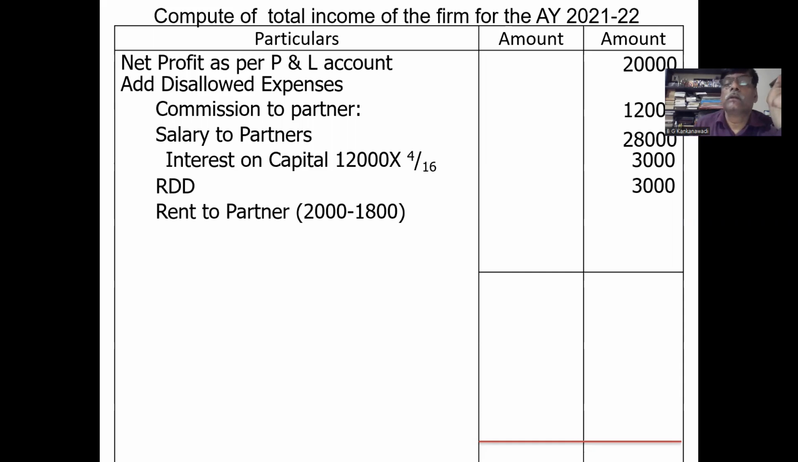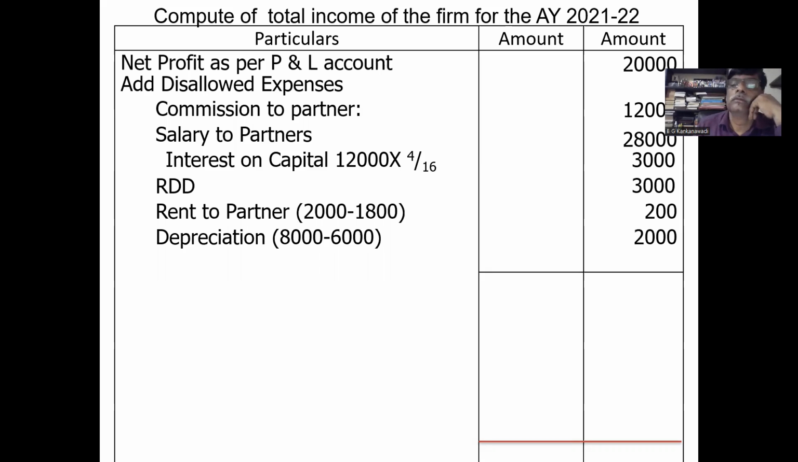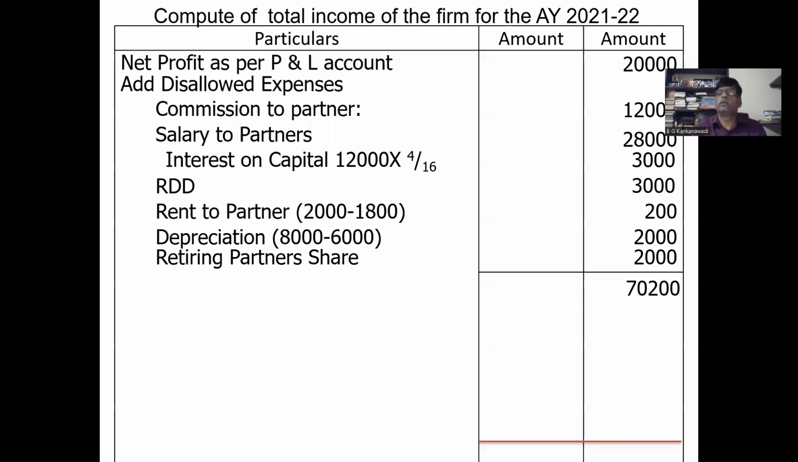Rent to partner, 2,000 rent paid. Out of that 2,000, 1,800 is reasonable. Excess is disallowed, that is 200. Depreciation 8,000 charged, allowable is 6,000. So disallowed is 2,000. Okay. Retiring partner's share, 2,000 is capital expense. You take this, then take the total. Total is, I think, 70,200.